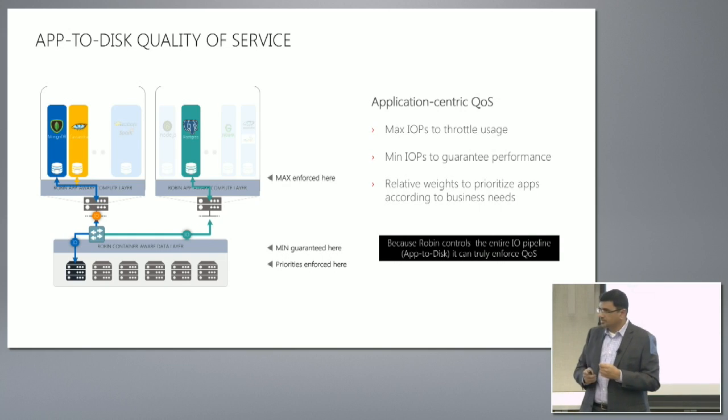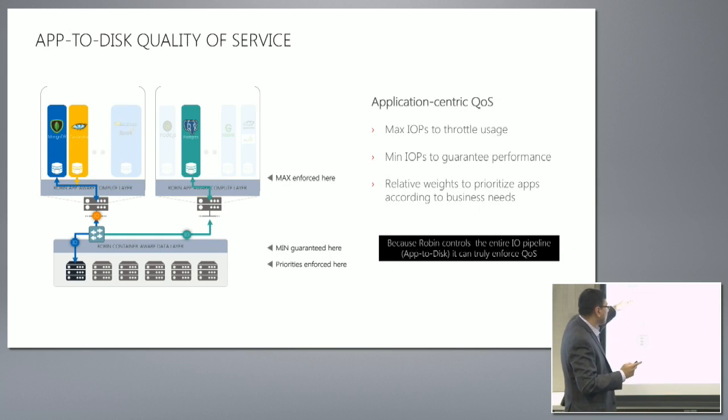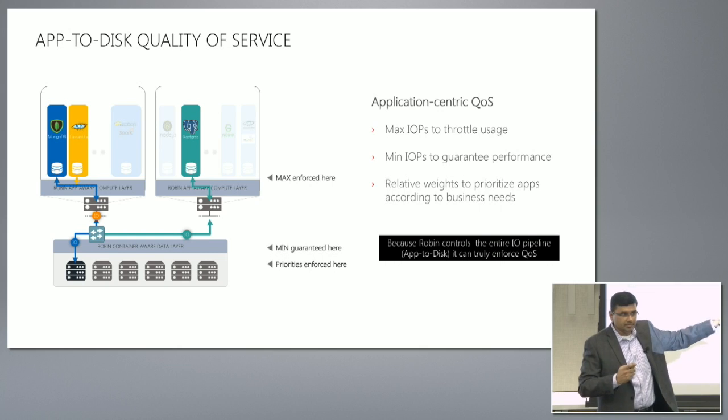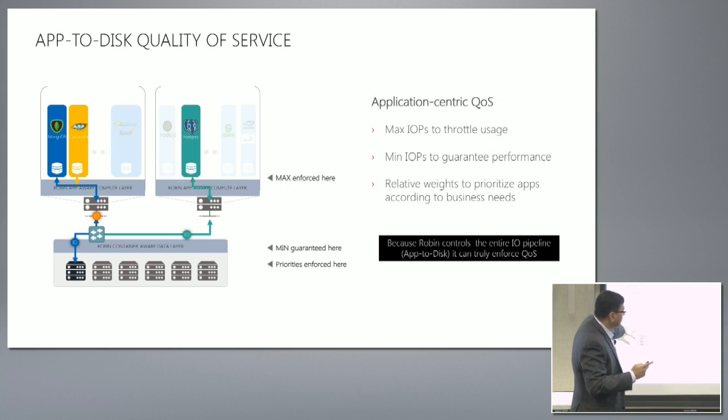And again, as I said, this can be done because of the control that we have on the top and bottom. The max is enforced on the compute side, where there's a source of where the I/O is originating, because you can cap it there. The min is enforced where the data is actually hitting the disk, because that is where you get IOs from multiple applications across the entire cluster. And that's where you need to ensure that your IO scheduler is guaranteeing the min. And priorities are enforced both at the top as well as at the bottom.